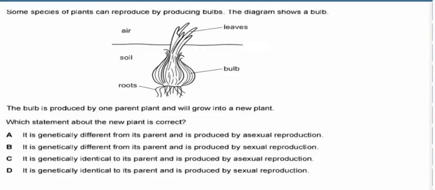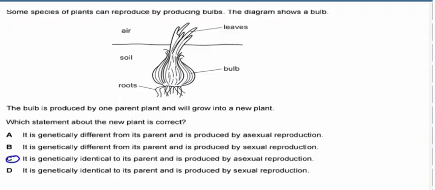Some species of plants can reproduce by producing bulbs. A diagram shows a bulb. So this one is the onion, or any bulb apart from the onion. The bulb is produced by one parent plant and will grow into a new plant. Which statement about the new plant is correct? You're going to find that the new plant is genetically identical to the parent and is produced by asexual reproduction. So the answer is just going to be C.